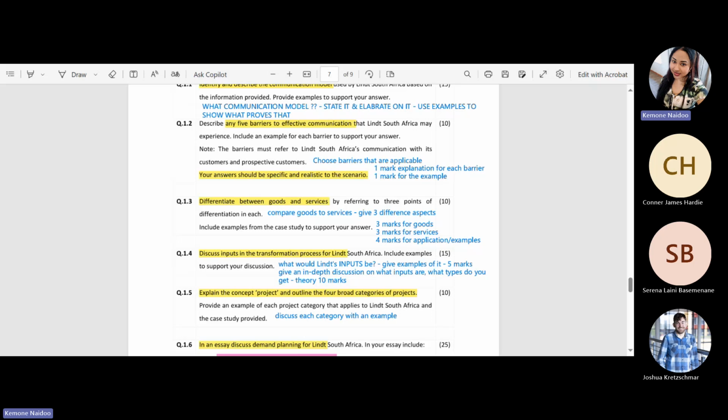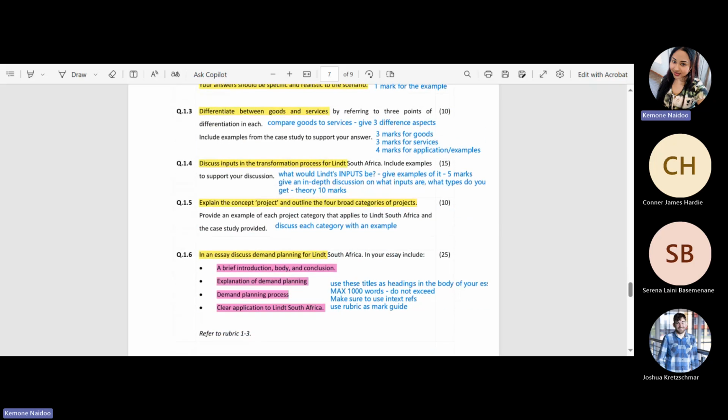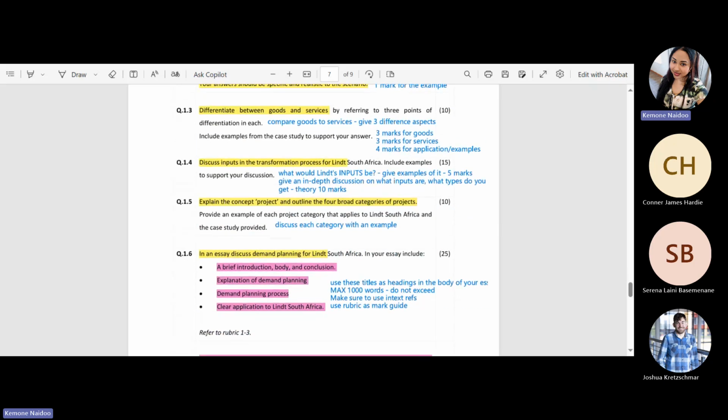breaking down your questions, looking at describing, what does describing mean? What does differentiating mean? What is explaining? Go back to old notes and look at the proper structure of an essay because all of these things are assessed. So make sure that you are reading correctly.